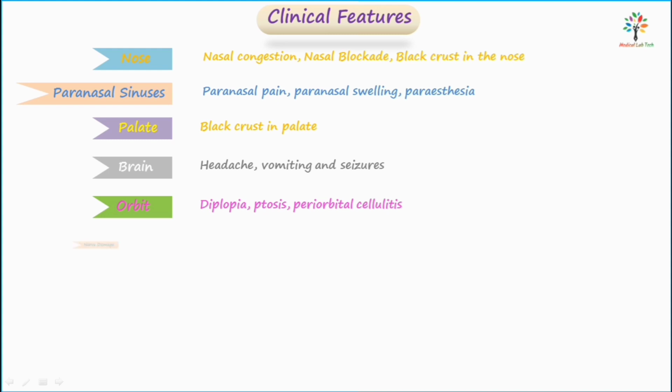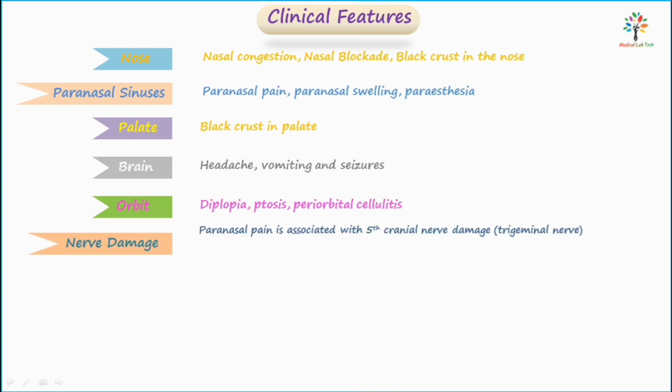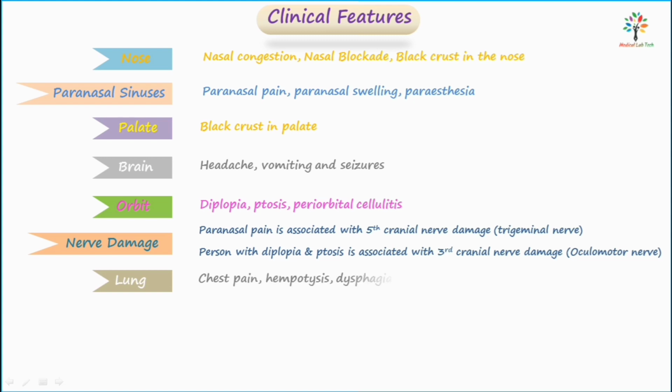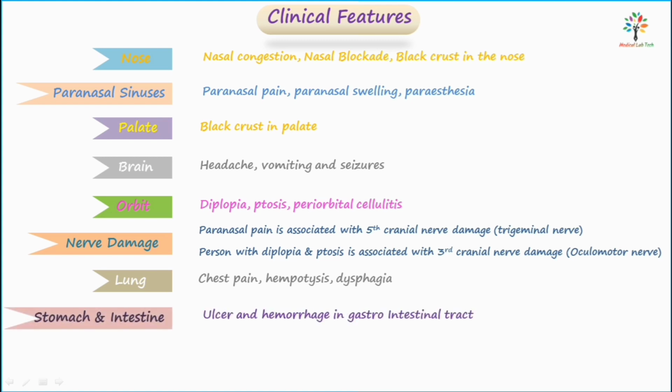The mucormycosis can damage nerves also. Paranasal pain is associated with fifth cranial nerve damage, that is the trigeminal nerve. A person with diplopia and ptosis has third cranial nerve damage, that is the oculomotor nerve. If it infects the lung, there will be chest pain, hemoptysis and dyspnea. Hemoptysis means blood in sputum, dyspnea means difficulty in breathing. If it involves the stomach and intestine, there will be ulcer and hemorrhage in the gastrointestinal tract.